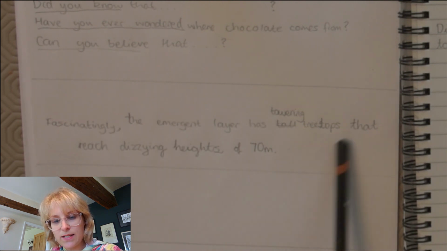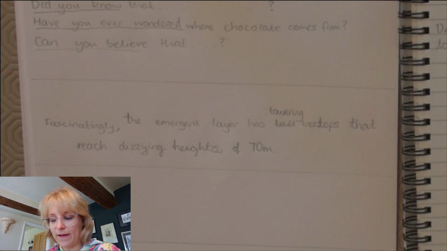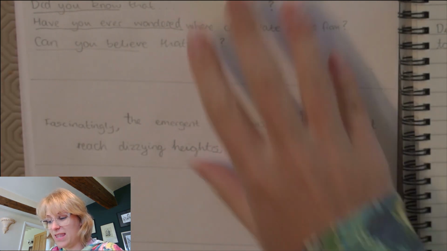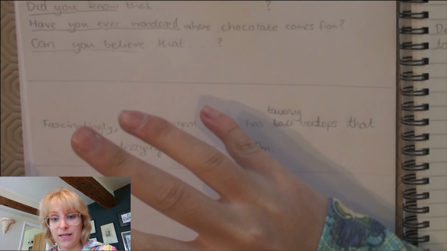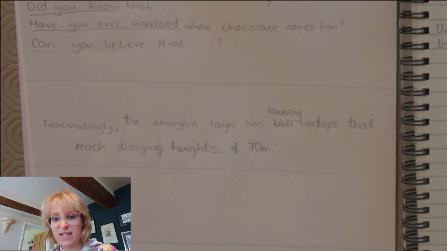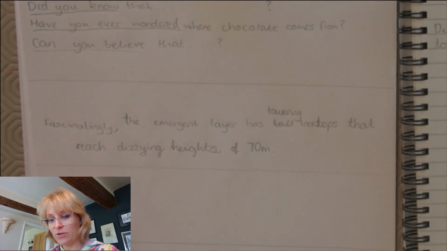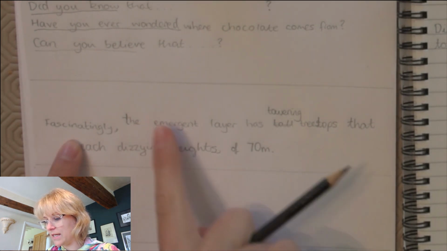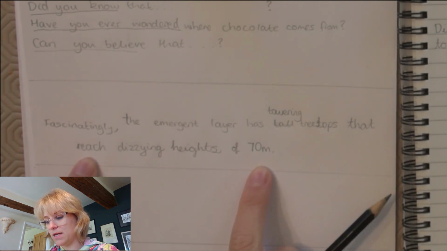So in this planning section, when you have a go, write your fact, whatever it is that you found out, and add bits to it. This page can be your messy page, because writing is a bit messy when we're planning our writing, and you can add things in and you can cross things out. And when you're happy, that's the time to move on and put it onto your final non-chronological report here. Fascinatingly, the emergent layer has towering treetops that reach dizzying heights of 70 metres.